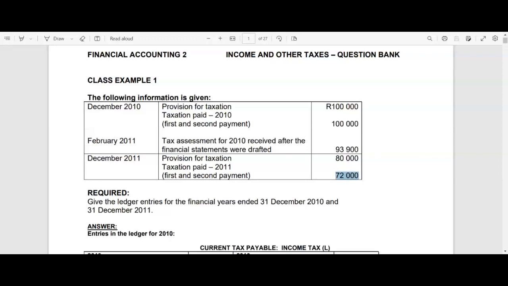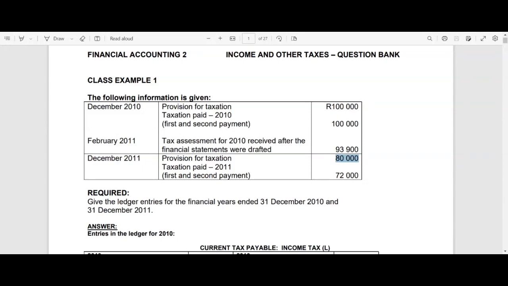Thank you, students. So you are going to debit your income tax expense account with, what was it? Let me go back to that sheet. The 80,000. That one was still highlighted from the last one. I was in the wrong sheet. Okay, so you're going to debit your income tax expense with 80,000 and you're going to credit your current tax payable colon income tax account.